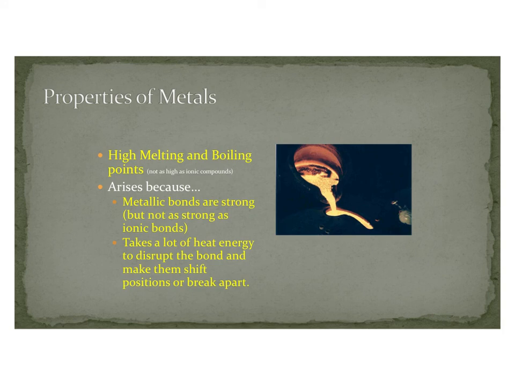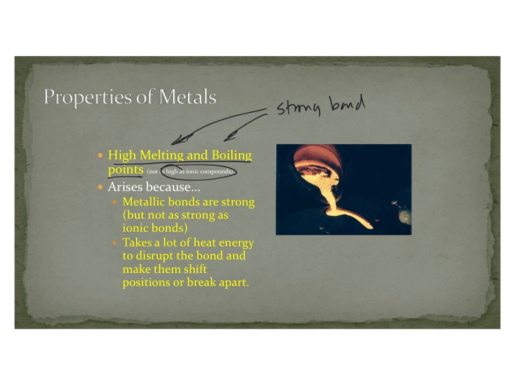The next property of metals we want to be aware of is high melting and boiling points. Okay, not as high as ionic compounds, but still high. Why? Well, remember when we talked about melting and boiling for ionic compounds, we said it was the strong bond, and it took a lot of energy to break that strong bond and get the atoms rolling over each other or separating from each other to become a gas.